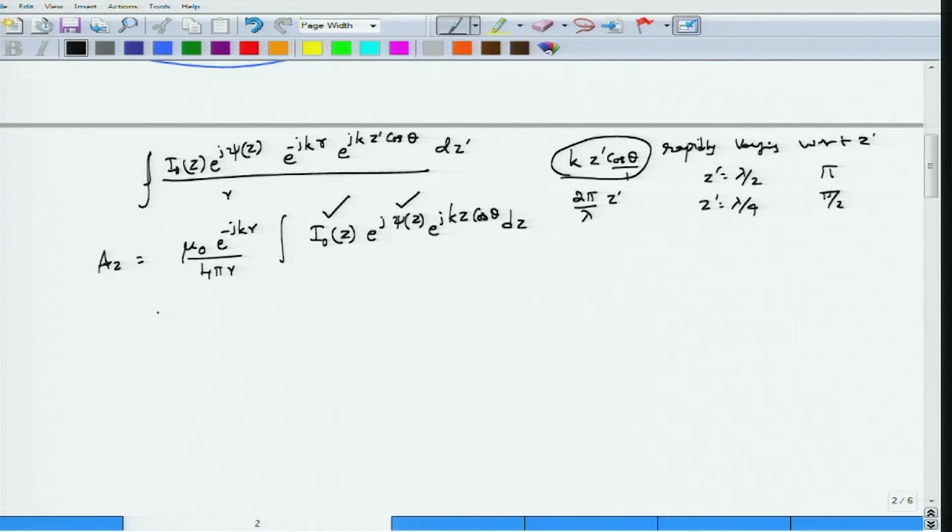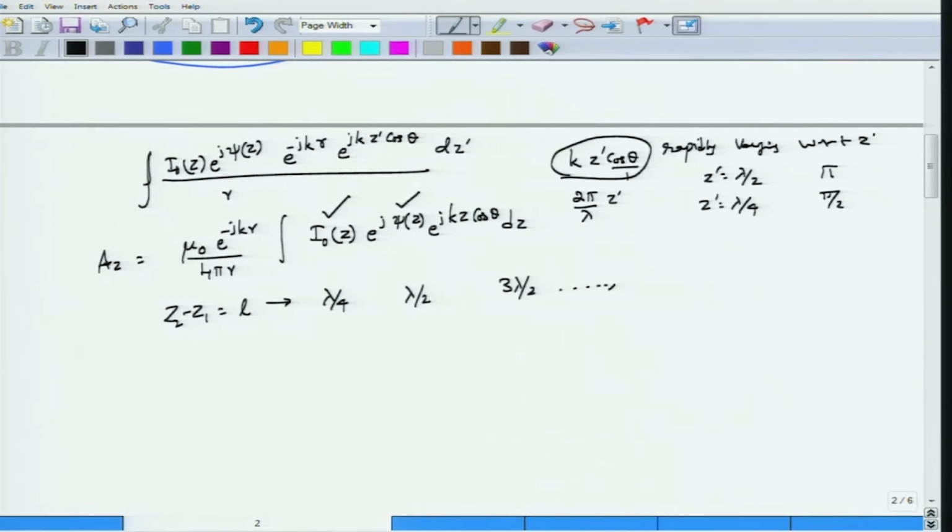I 0 of z into e power j psi of z. Moreover, you do not even know the current distribution for different values of z. If the length of the antenna, which is say z minus z1, is equal to L, actually lambda by 4, you get a different current distribution. If it becomes lambda by 2, the current distribution changes, 3 lambda by 2, the current distribution changes, and it just keeps on happening.